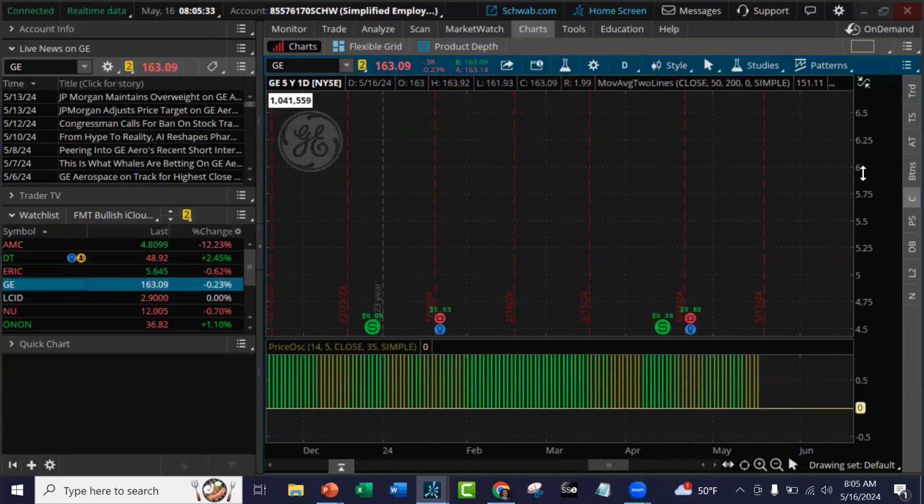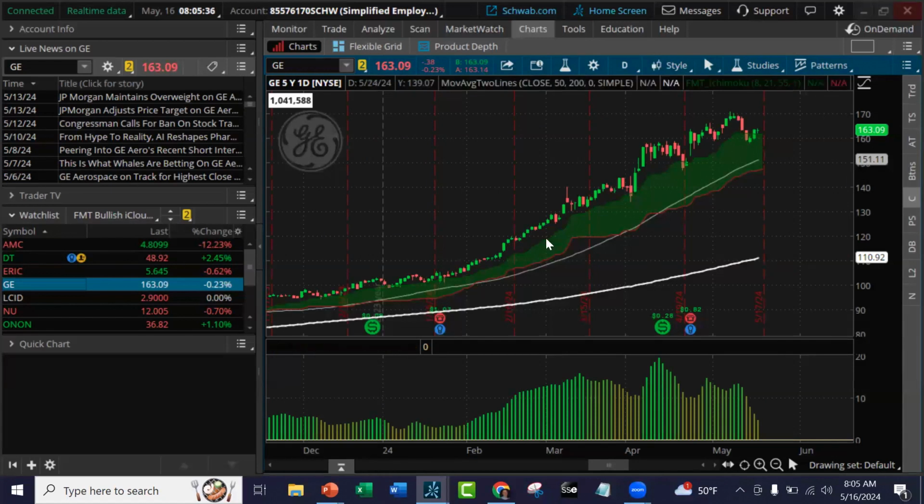GE's down today, but what's going on with GE? Okay, it's in a big uptrend, finding support on the cloud. Looks like it could go on to new highs. So that could be a decent one. We're past earnings. Looks good.